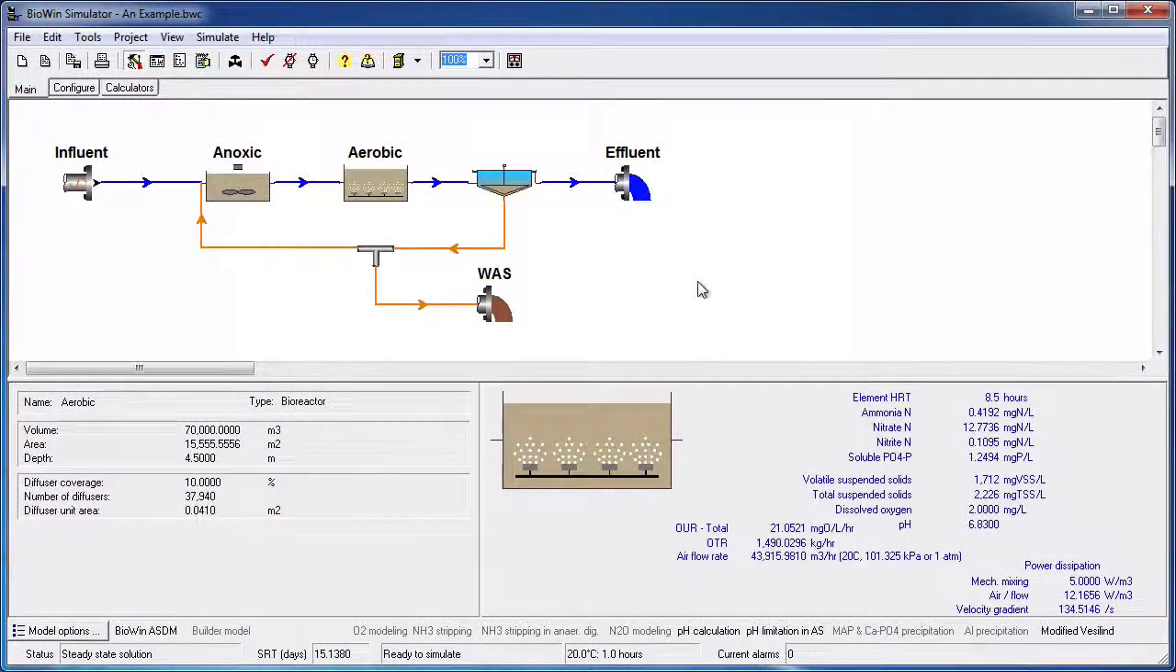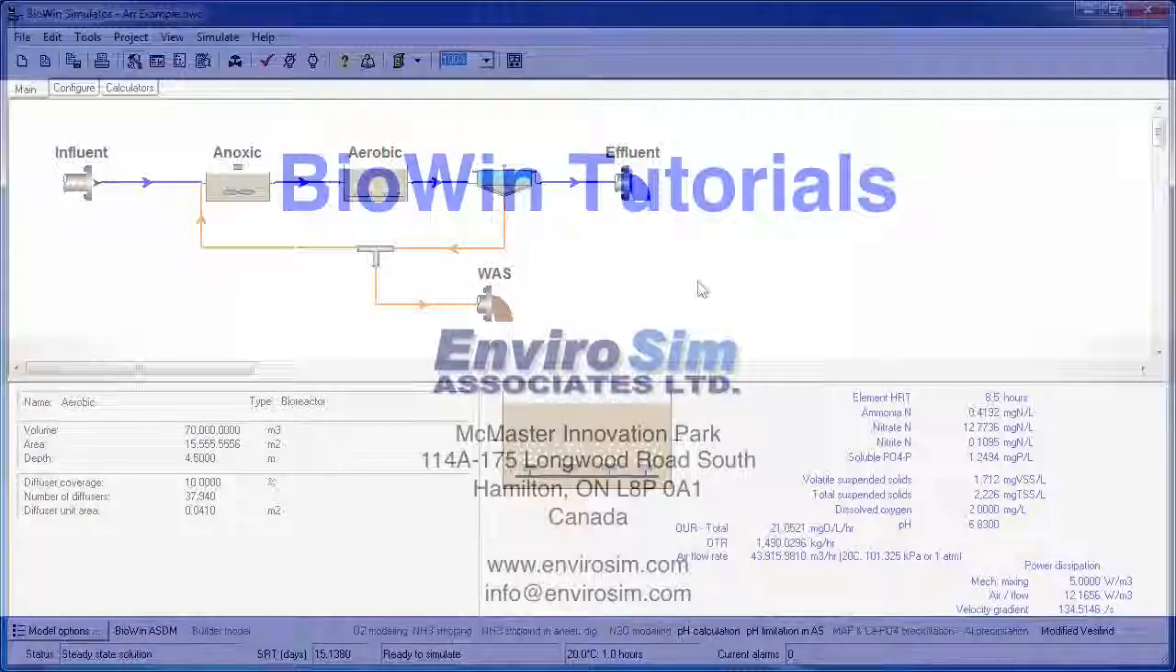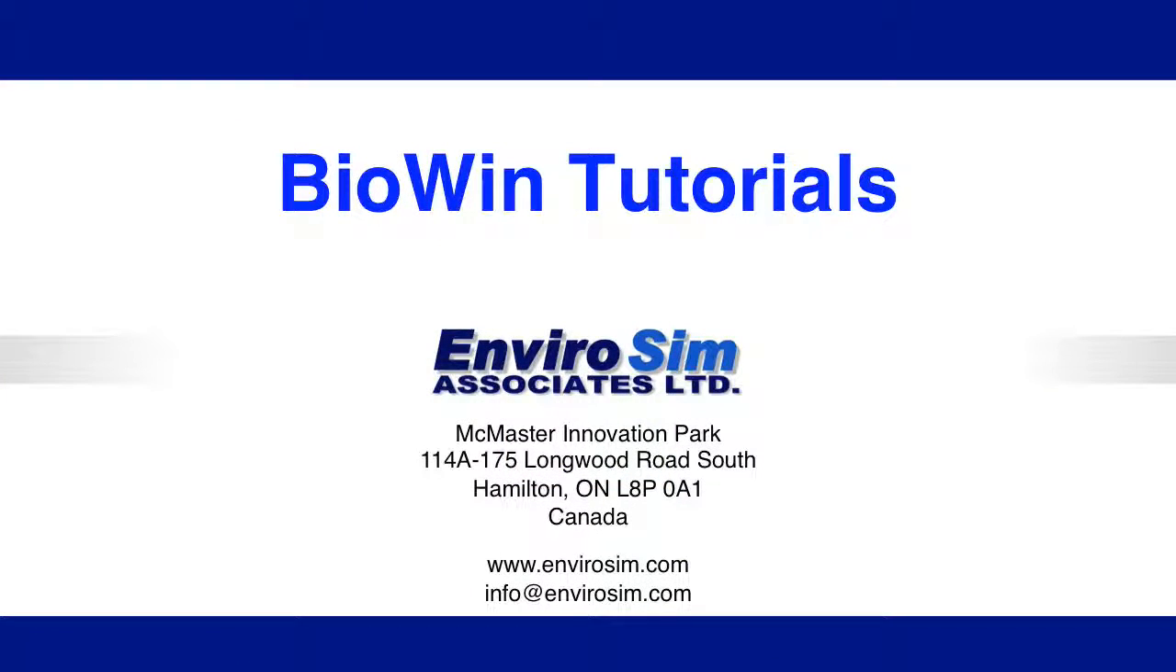It should be noted that the data that is summarized in the mass balance, rates, and stoichiometry windows are current values for a given instant in time. This concludes the tutorial on viewing other data outputs for capturing your simulation results, including the mass balance, rates, and stoichiometry windows. Please see EnviroSim's video library for other tutorials to help you become more productive with BioWin.